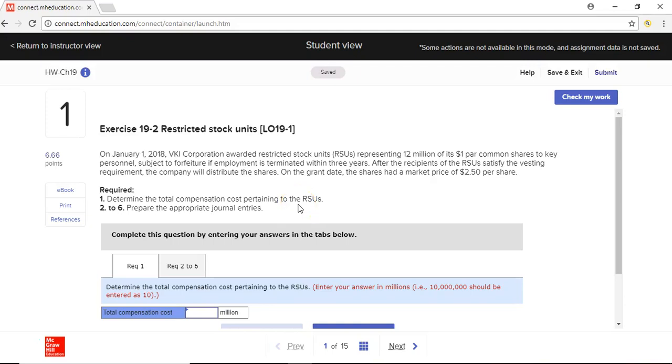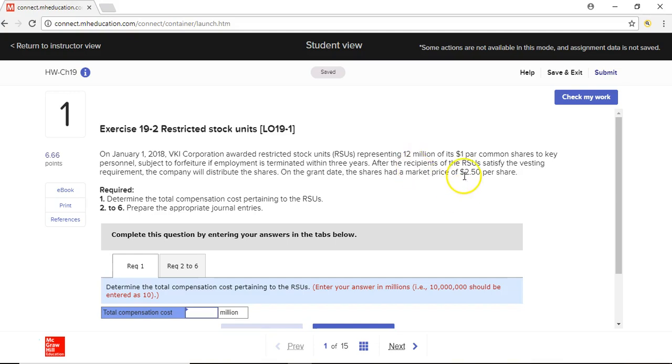Exercise 19.2. Total compensation of restricted stock units should be calculated as the fair value on the grant date multiplied by the number of shares the company grants. Here we have $2.5 as the fair value. Market price is the fair value of the restricted stock units. And totally they granted 12 million stock units.